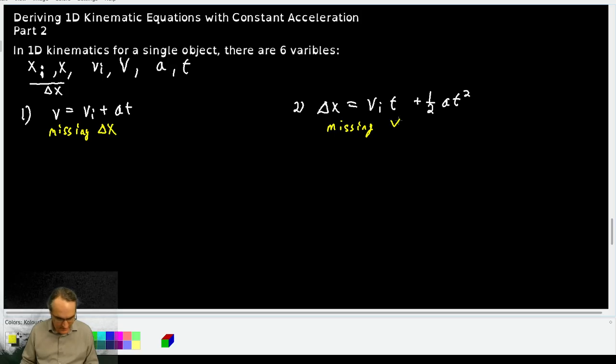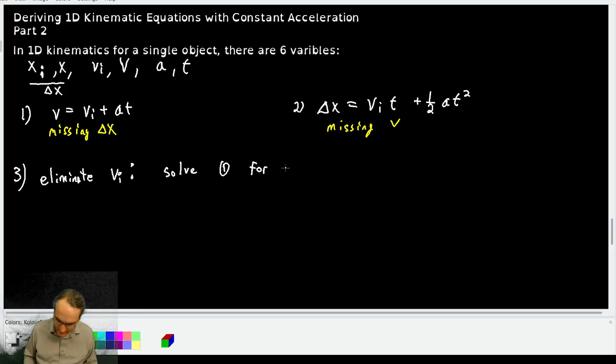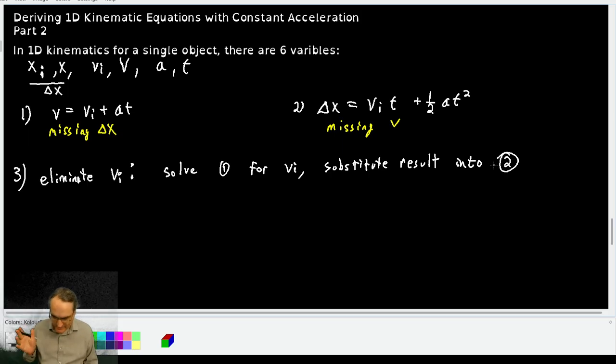So let's go through this and figure out the other 3. We're going to start with eliminating the initial velocity. Alright, how will we do this? Well, it's pretty easy. Solve equation 1, because it's the simplest equation, for vi, and substitute the result into equation 2. And you'll find that this is pretty much the pattern we use constantly here.